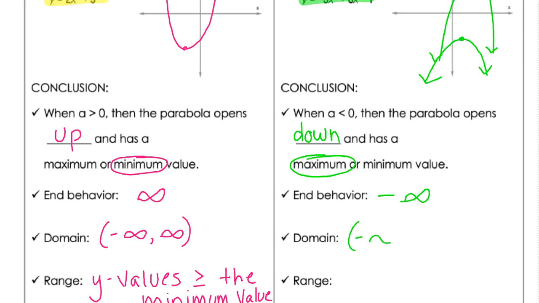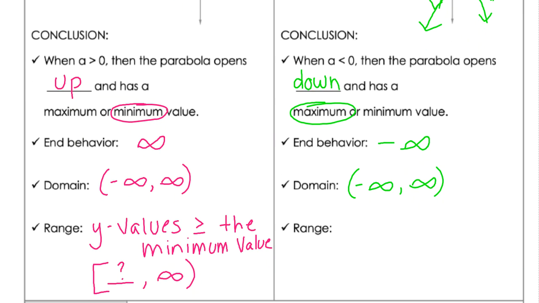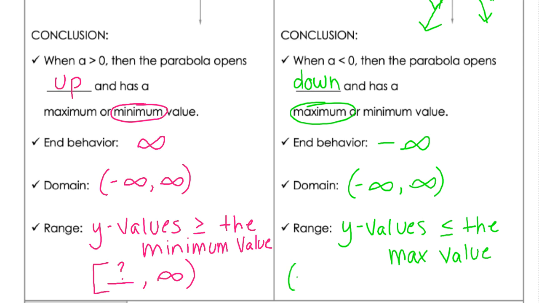The domain does not change, though. Our x, or our input values, do not change. We can plug in any real number. But our range does change. Since they're pointing downward, their maximum point is at the top. So that's its maximum, and then it's going down below that. So the range is the y values less than or equal to that maximum value. So now it would go from negative infinity, because it's going down forever, up to that y value point, whatever it might be for this equation.